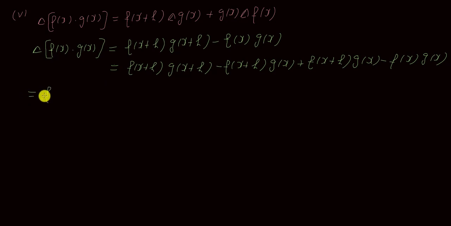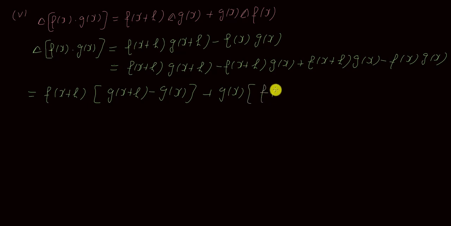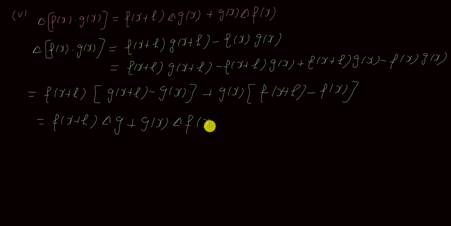So this thing is equal to f of x plus h common, g of x plus h minus g of x. From here you can take g x common, so this will be f of x plus h minus f of x. This will be further equal to f of x plus h, this will be delta g by definition, plus g of x, this is delta f of x. This was required to prove.